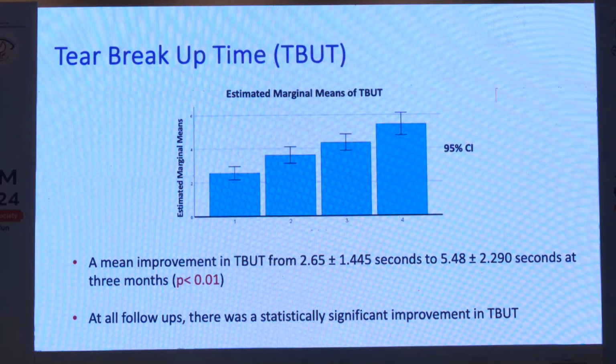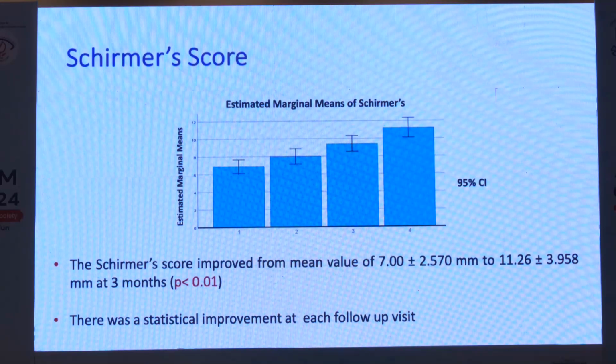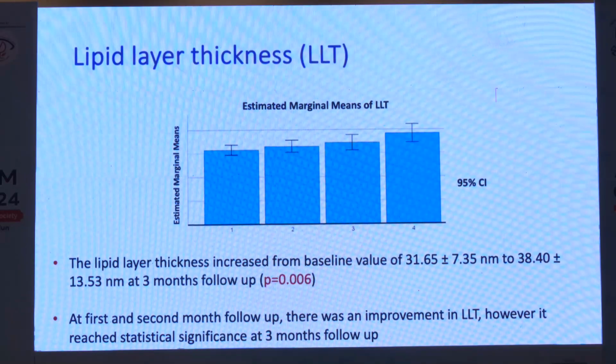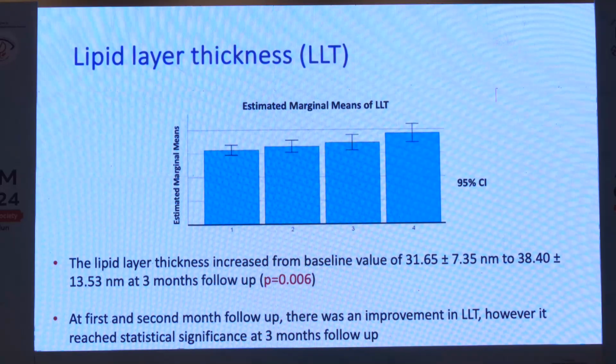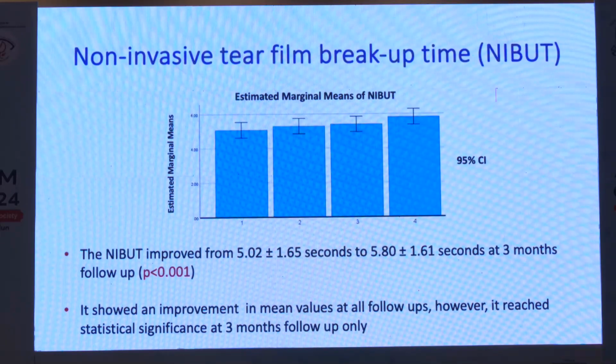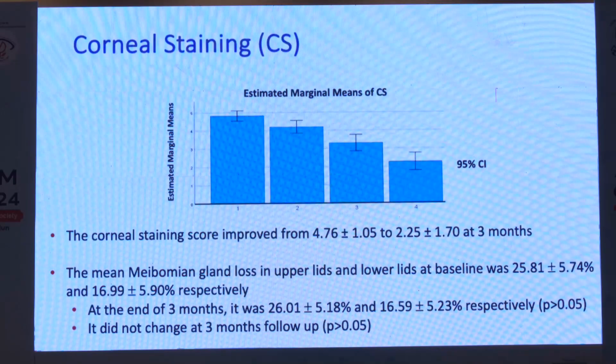This is again just to show that from 2 it has increased to 5.48, and at all follow-up points this was statistically significant. Likewise, Schirmer from 7 to 11, again a statistically significant improvement, and the lipid layer thickness increased from baseline value of 31 to 38, which was also statistically significant. Even tear meniscus height increased from 0.18 to 0.24, which is near normal, and so was the non-invasive breakup time, which also statistically improved.